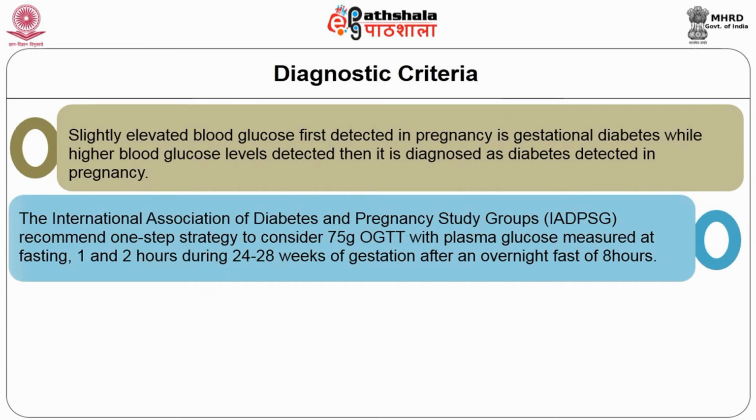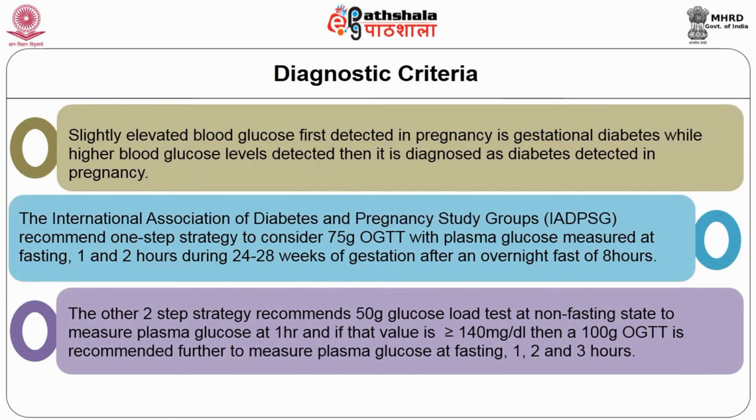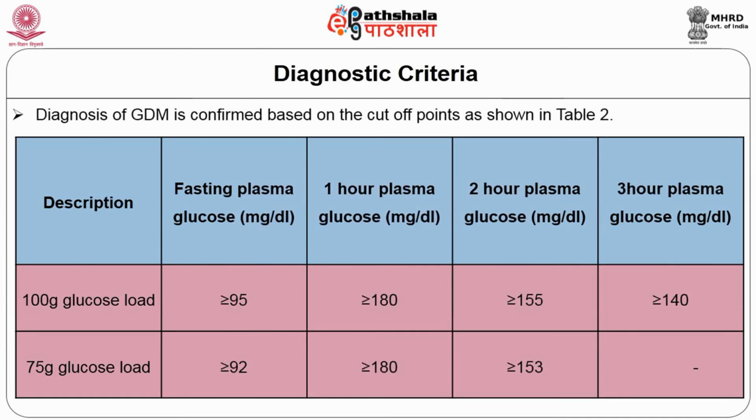the values of which I showed you a while ago, at 1 to 2 hours during 24 to 28 weeks of gestation after an overnight fast. Whereas the other, two-step strategy recommends a 50 gram glucose load first and then at 1 hour, and if the value is greater than 140, then the 200. OGTTs recommend measuring plasma glucose at 1, 2 and 3 hours. Diagnosis of GDM is confirmed based on the cutoff points.